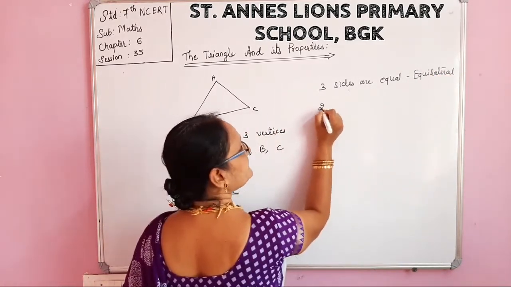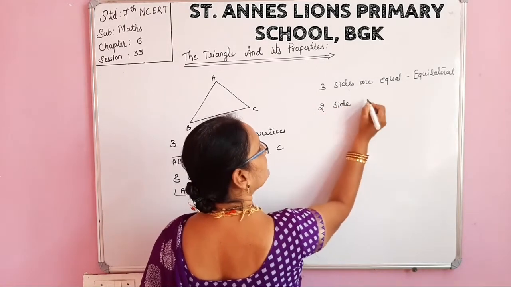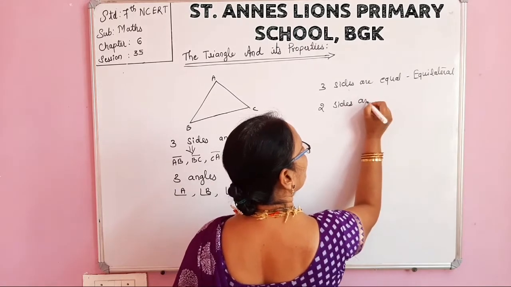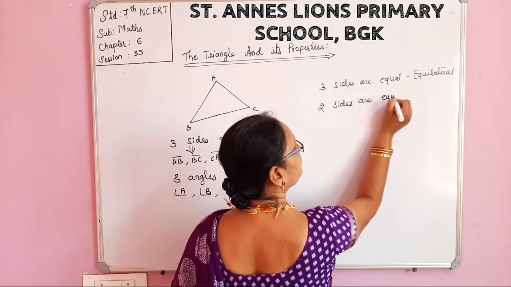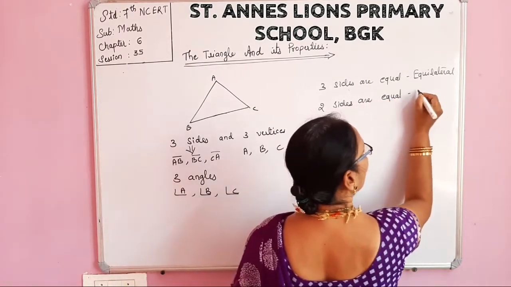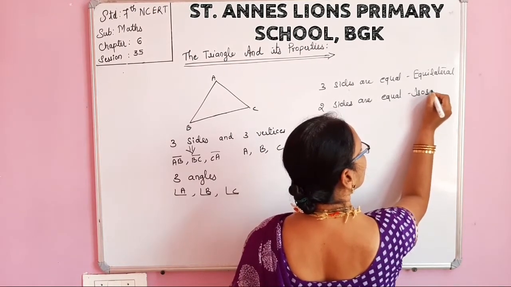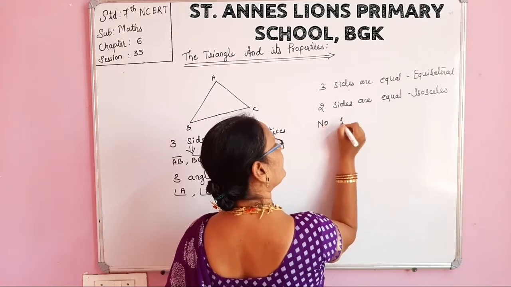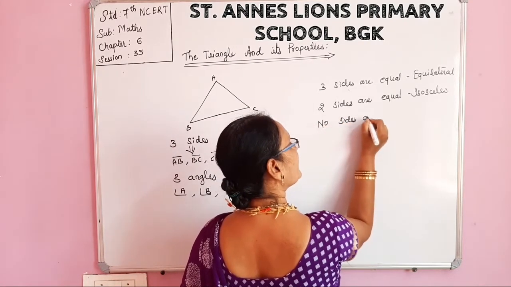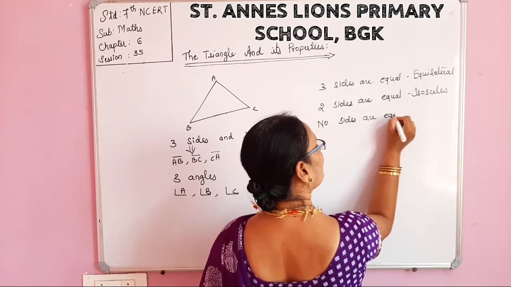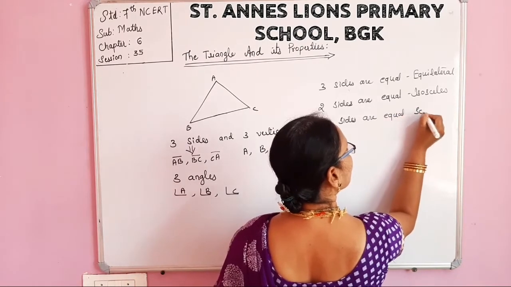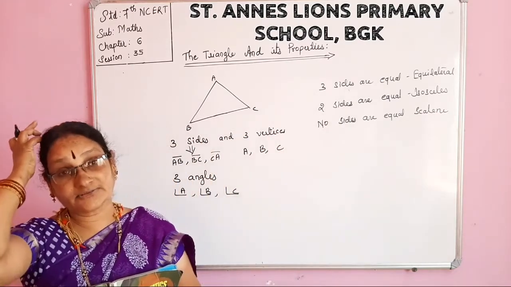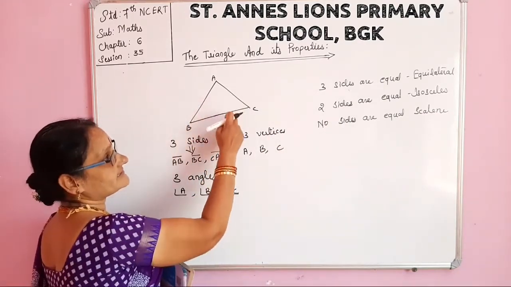Okay. Only 2 sides are equal. What do we call it? When 2 sides are equal, we call it isosceles. Isosceles. No sides are equal. What do we call that? That is a scalene triangle. See, these are the kinds of triangle on the basis of the sides.